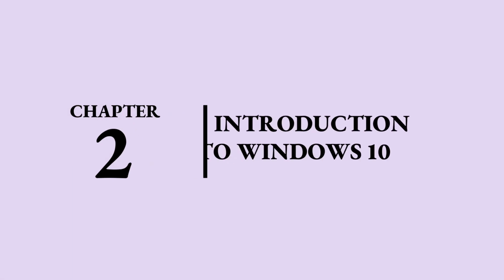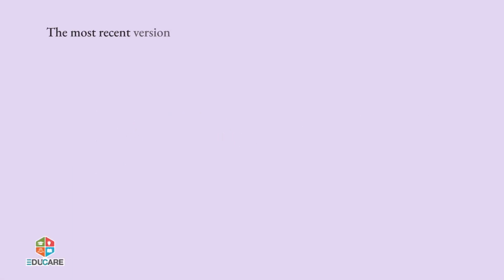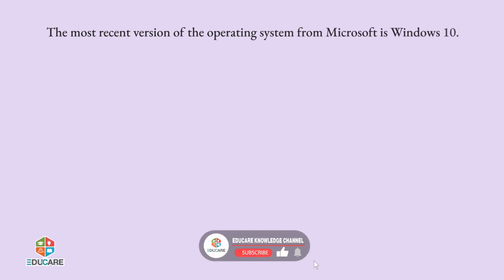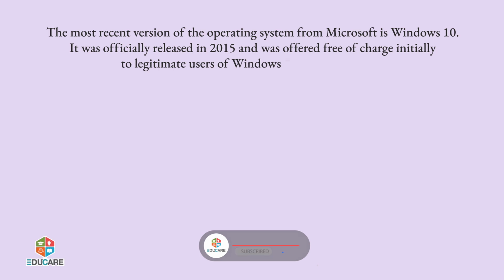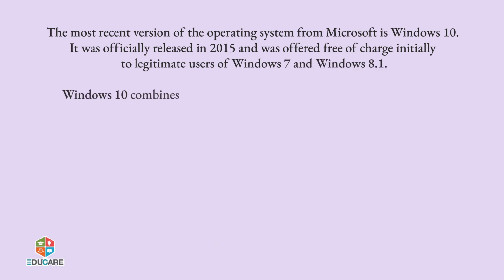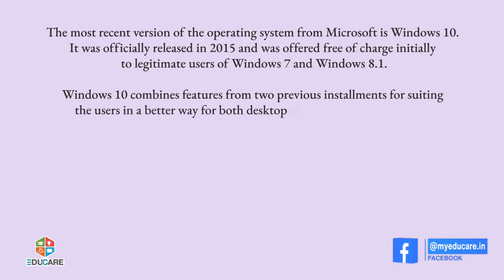Chapter 2 Introduction to Windows 10. The most recent version of the operating system from Microsoft is Windows 10. It was officially released in 2015 and was offered free of charge initially to legitimate users of Windows 7 and Windows 8.1. Windows 10 combines features from two previous installments for suiting the users in a better way for both desktop as well as laptop computers.